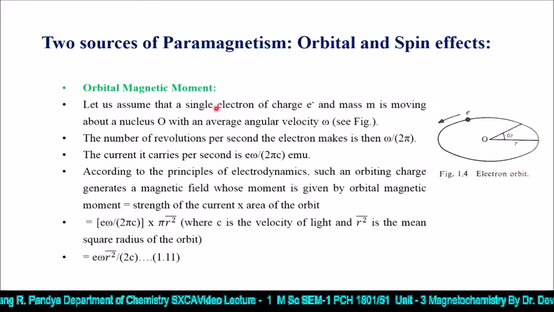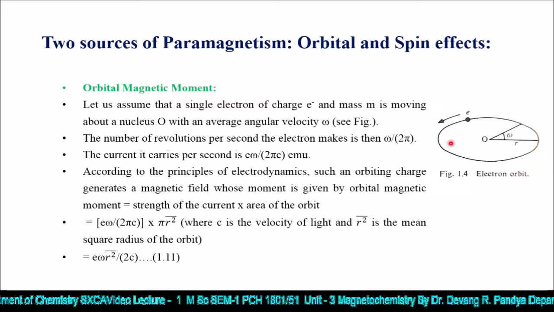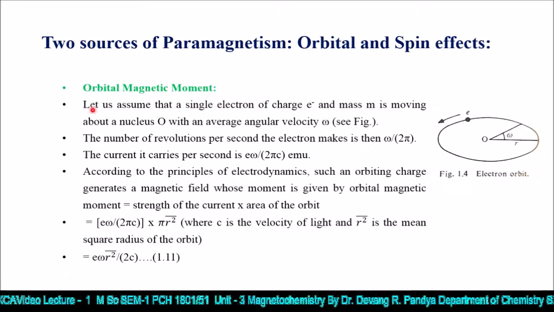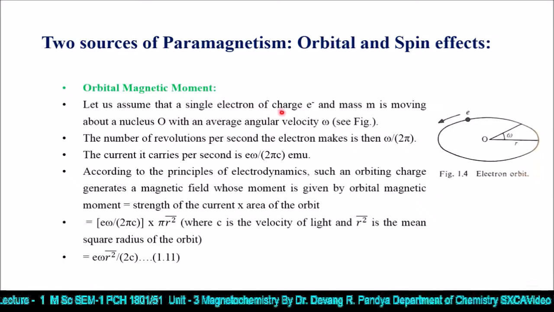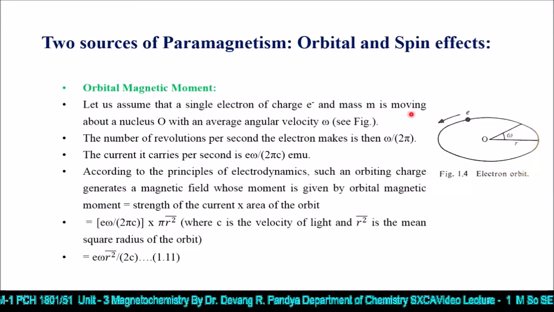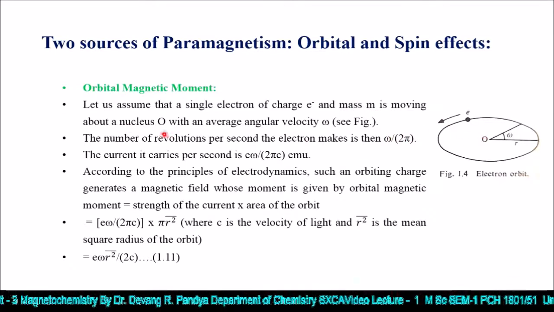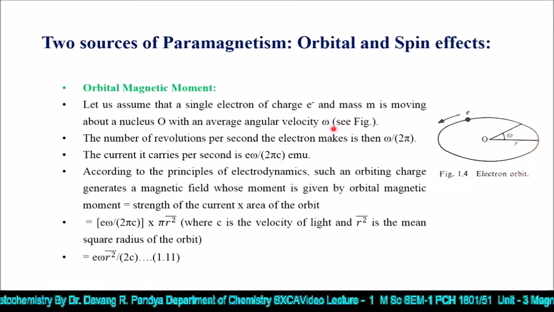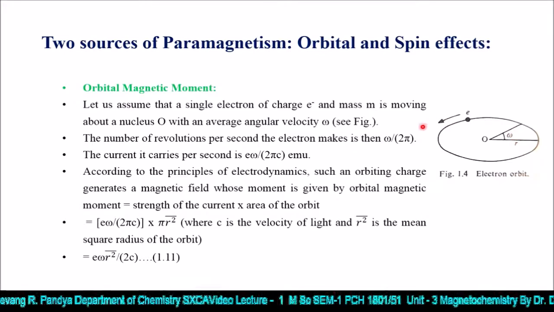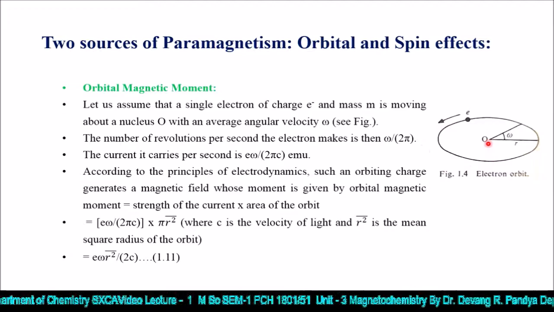In the orbital and spin effect, you can see that this is the orbital rotation of the electron. This O represents the nucleus. Orbital magnetic moment: let us assume that a single electron of charge e and mass m is moving about nucleus O with an average angular velocity omega. That is the angular velocity of the electron with charge e moving in this orbit surrounding nucleus O.